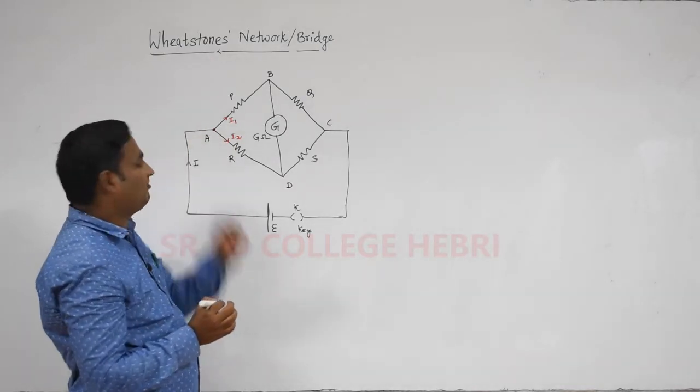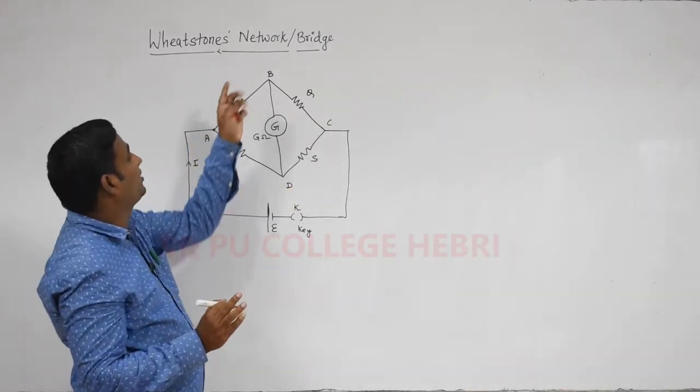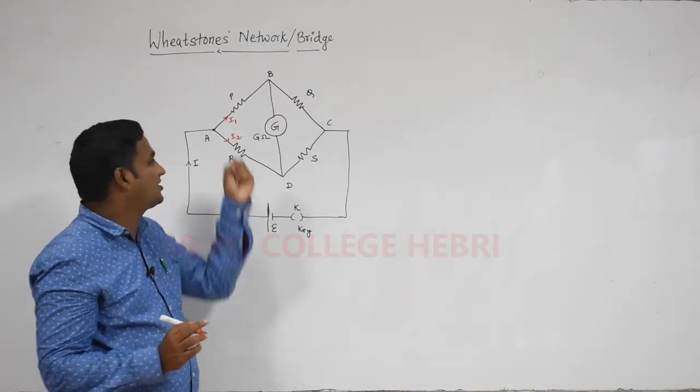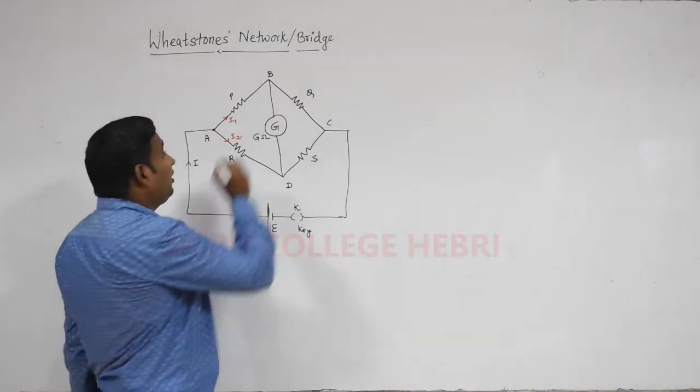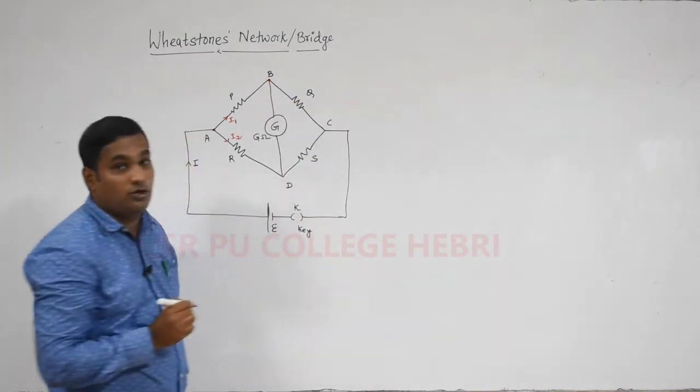At a node, current is divided into how many branches? Two branches. One is flowing through a resistor P, I1, and the other is flowing through a resistor R, that is nothing but I2. I1 current reached this particular point B. Again, it is divided into how many branches?